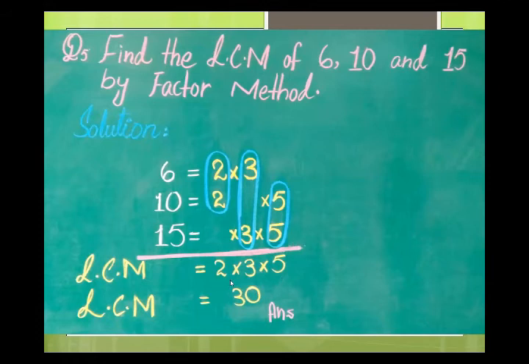Then you just have to multiply these numbers. 2 into 3 is equal to 6, and 6 into 5 is equal to 30. Yes, good. So, what's the LCM of 6, 10 and 15 by the factor method? The LCM of 6, 10 and 15 is, yes, 30. Good. You understand? Okay. Hope you all understand this method very clearly.